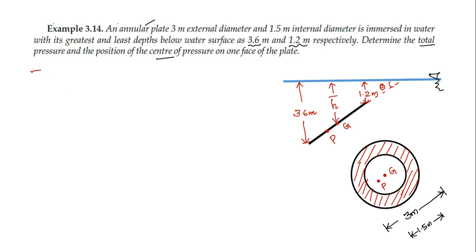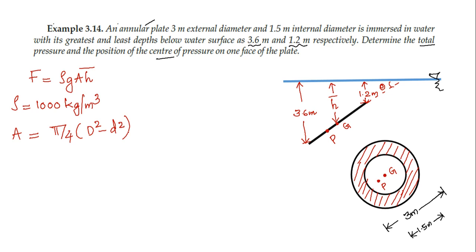So here we know that total pressure is equal to rho g A h bar. Rho is equal to 1000 kilogram per meter cube. Area capital A is equal to pi by 4 into outer diameter square minus inner diameter square. So here it will be pi by 4 into 3 square minus 1.5 square. We'll get it as 5.31 meter square. Now we need to calculate h bar.